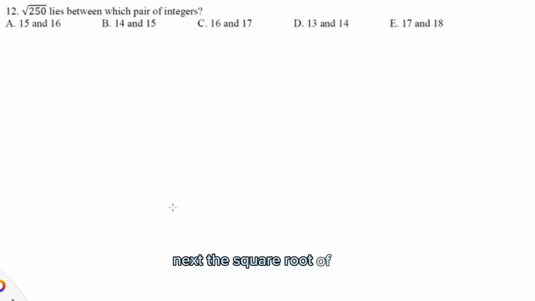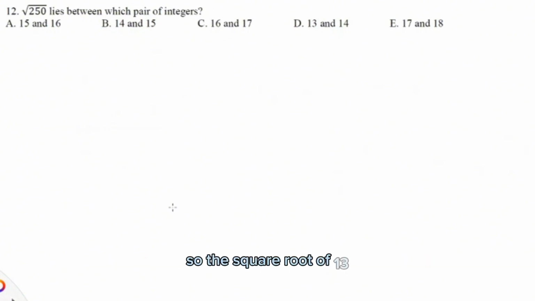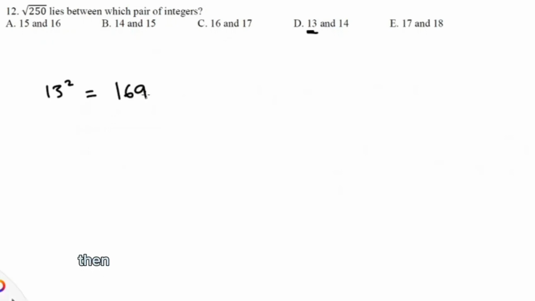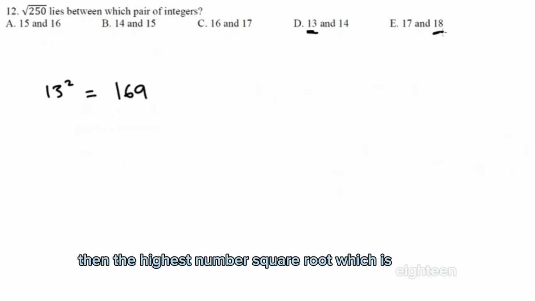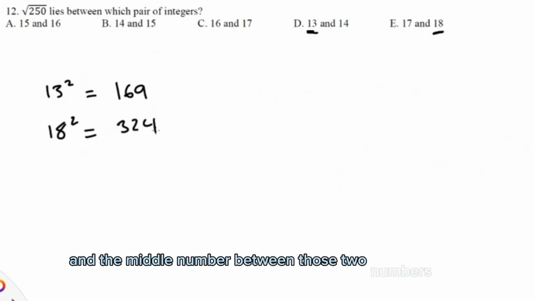Next, the square root of 250 lies between which pair of integers? Alright, so for this you need to memorize your perfect squares. So the square root of 13, which is the lowest answer choice given here. So 13 squared is 169. Then the highest number square root, which is 18. 18 squared is 324. And the middle number between those two numbers is 15.